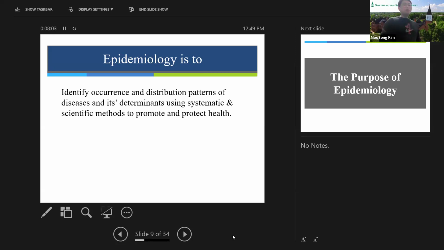So the keyword is here: identify occurrence of disease and distribution pattern of disease. By doing this, we can identify the determinants of disease. Okay, think about this. Do you remember our extra credit point, Dr. Jones and the cholera?